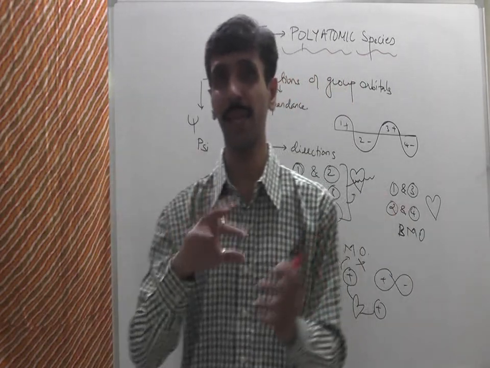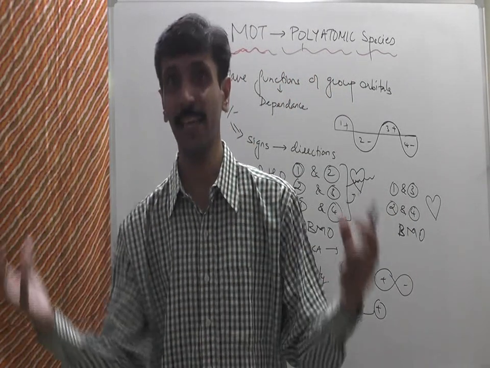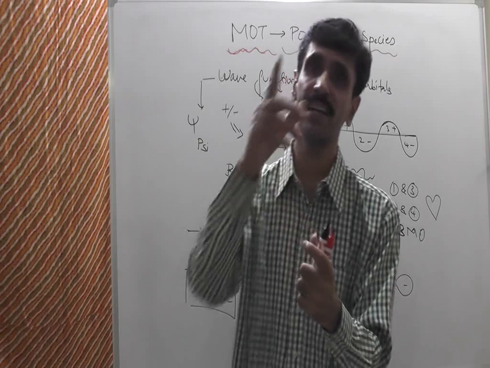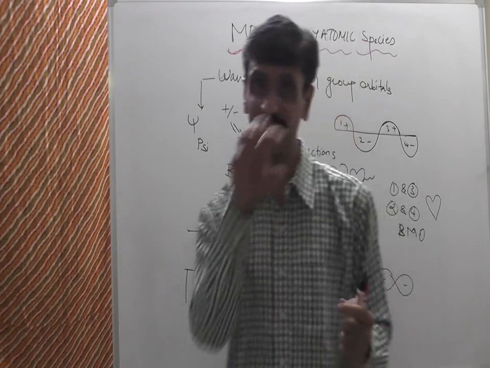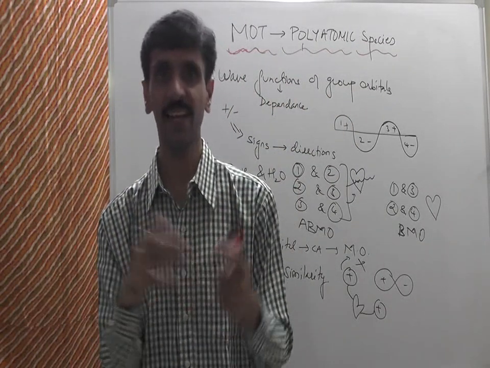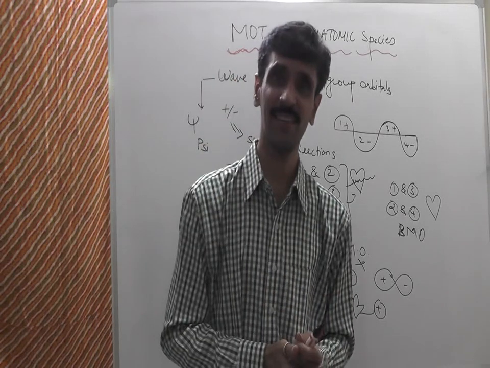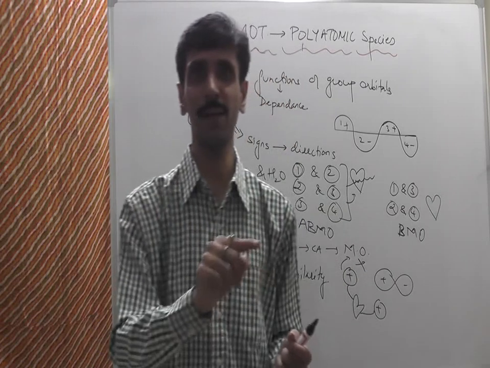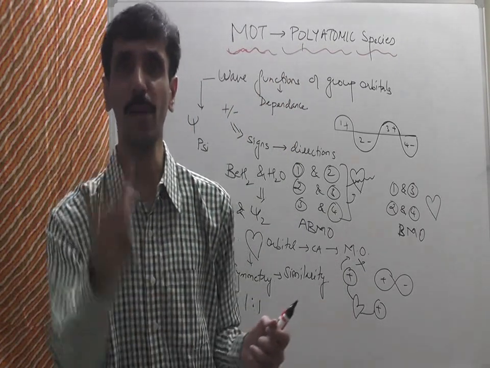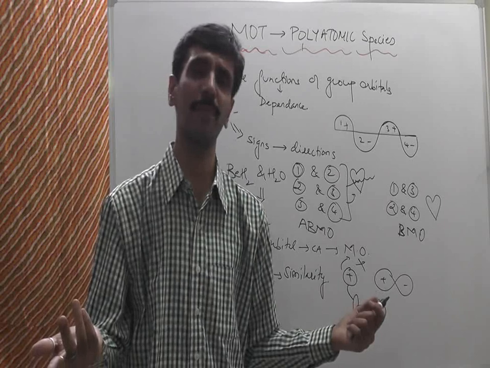Then I explained you about the BMOs and the ABMOs and all. The same sign waves combined, it gives you BMO. The opposite sign approaches each other, it gives you what? ABMO. Now how this molecular orbital formation takes place? Very simple. Group orbital, I add into it the orbital of the central atom. It results in the formation of what?